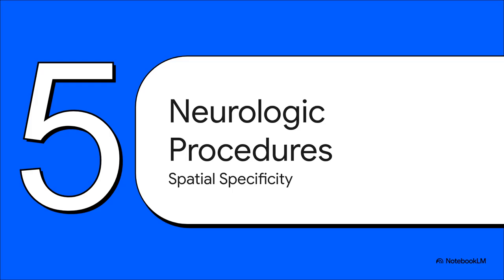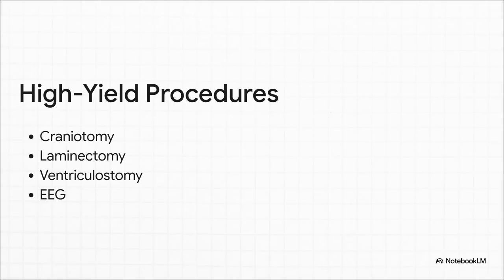Section 5. Neurological procedures. Let's quickly apply this to the surgical and diagnostic codes, where spatial specificity is your absolute best friend. For high-yield procedures, think craniotomy or laminectomy, the operative documentation must define the specific brain lobe or the exact spinal level. Is it cervical, thoracic, or lumbar? If a surgeon performs a laminectomy across multiple spinal segments, you absolutely have to know which level is the primary procedure so you know which subsequent levels require those bundled add-on codes.